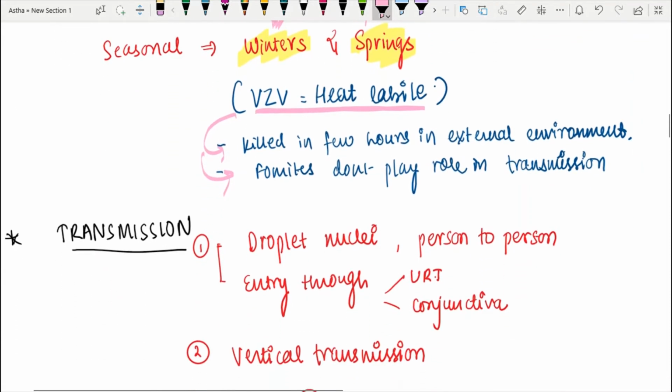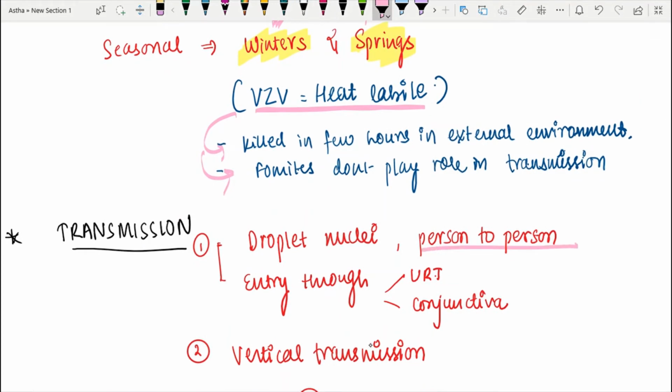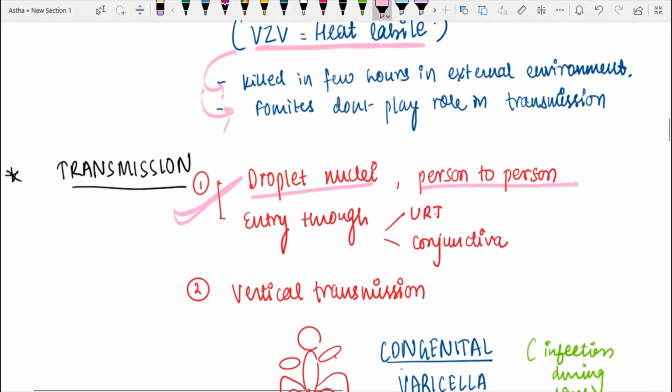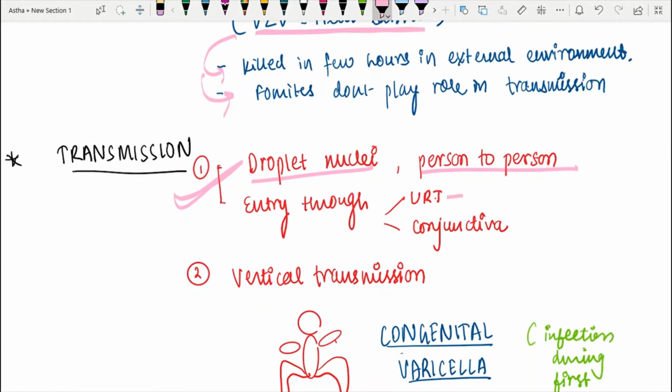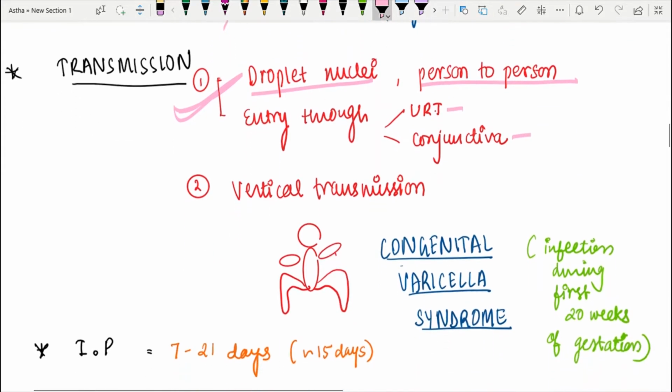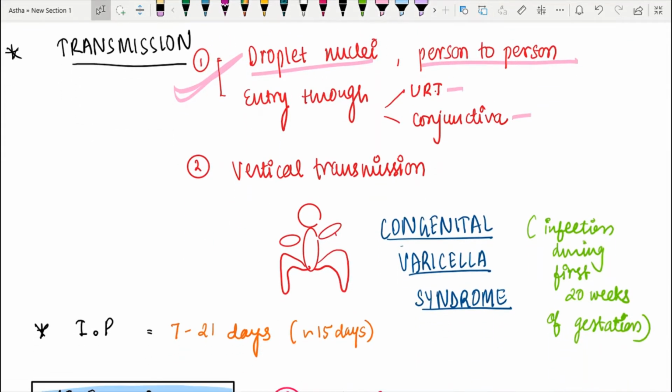Only droplet nuclei and person to person contact are the routes of transmission, and entry can occur through the upper respiratory tract as well as the conjunctiva. There is one more route of transmission which can lead to a severe form of varicella, that is chickenpox. This is the vertical transmission from mother to fetus, that is placental.